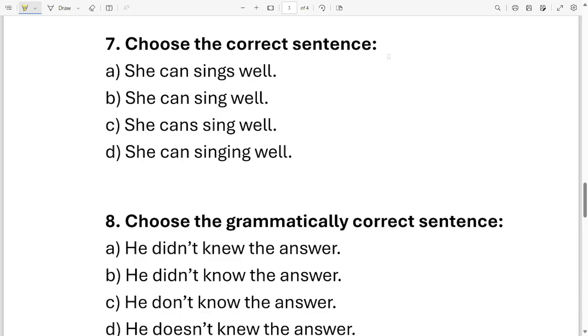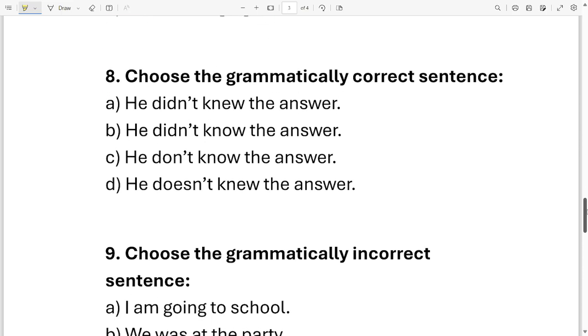Choose the correct sentence. Options are: she can sing well. Next, she can sing well. Next, she can singing well. These are the four sentences. Now identify the correct sentence out of these four sentences. It is option B. If you got it right, don't forget to give yourself 1 mark because each question carries 1 mark. Next question, question number 8.